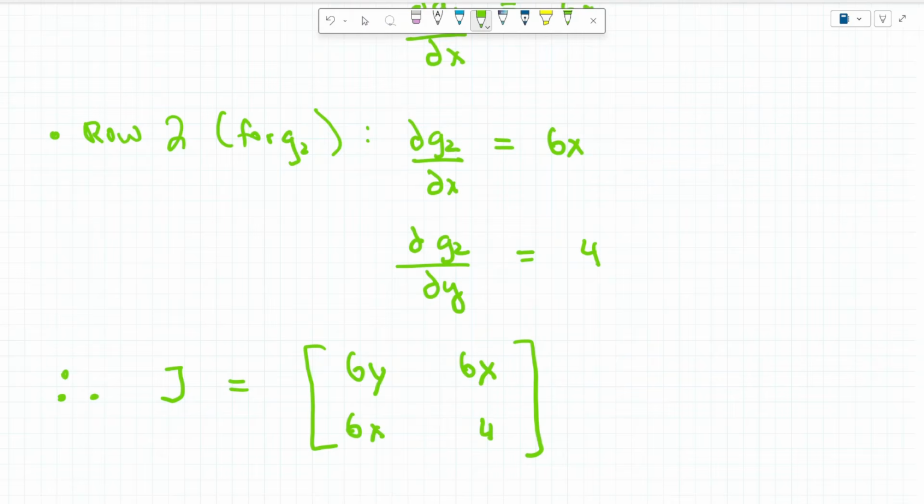Here I want you to notice how the Jacobian of the gradient is exactly equal to the Hessian of the original scalar function. So that was a bit of an interesting unifying example here.